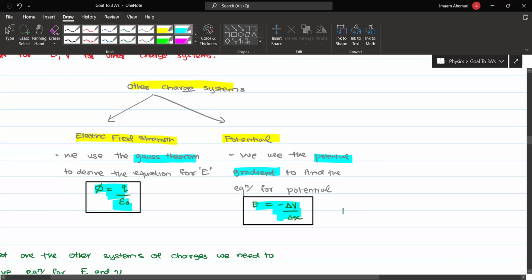Tell me, if you want to find the electric field strength, what is the law we use? We use the Gauss theorem, okay? And once we know the electric field, we can find the potential of that system. For that, we are using the gradient, okay?